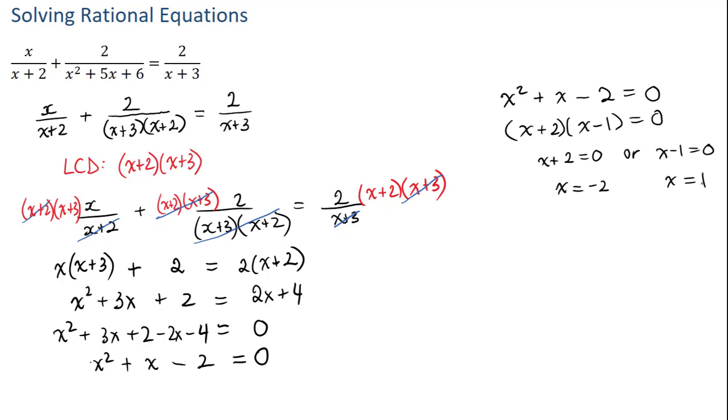Now, those look like the two solutions, but we need to check if they work. So we need to substitute them back into our equation. Notice if we substitute x equals negative 2, we will be dividing by 0. So x equals negative 2 is called an extraneous solution, and it's not part of the solution set. We're only going to have x equals 1 as our solution, and that completes our example.